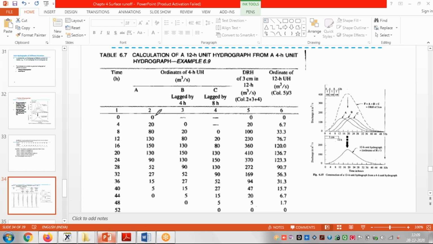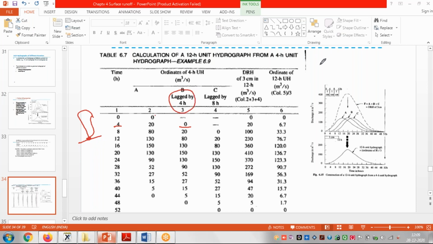Now, the same ordinate is starting from 4. Why is this 4? We are considering that this discharge here, we are collecting late by 4 hours. The same ordinate, but after 4 hours. So that's why it is said to be lagged by 4 hours.